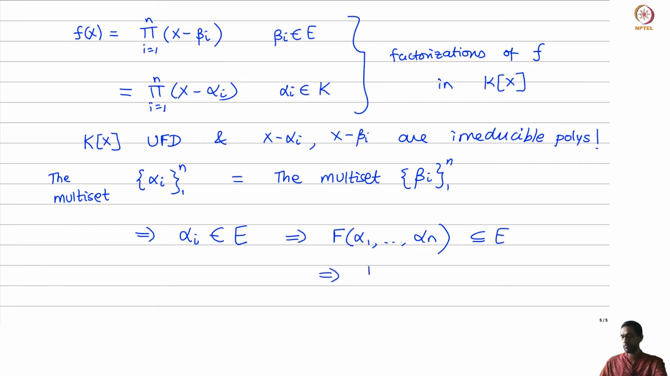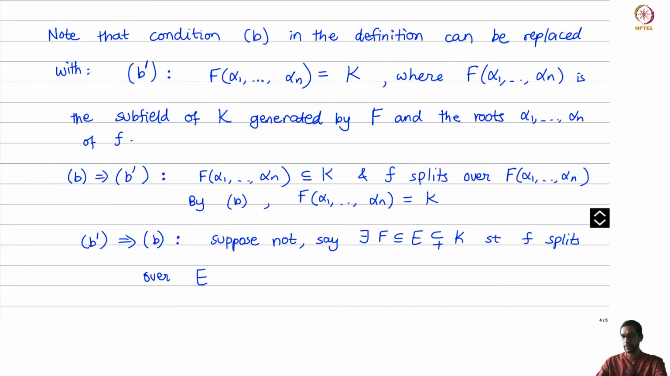But what does that mean? Well, we assumed according to B dashed that K is the same as this subfield. So we conclude that K is a subfield of E. Okay, and that's not a contradiction, because to begin with E was a proper subfield of K. So this is just to say that sometimes it's more convenient to use this characterization B dashed rather than B itself, but they are really the same thing.